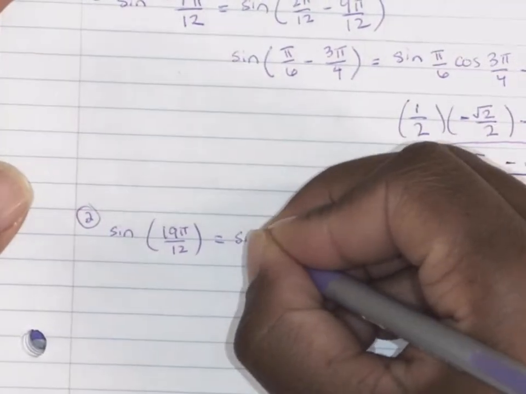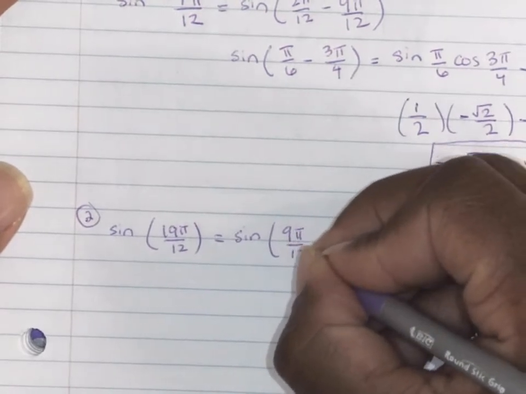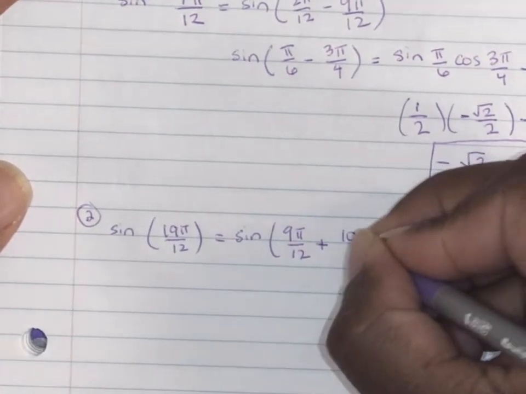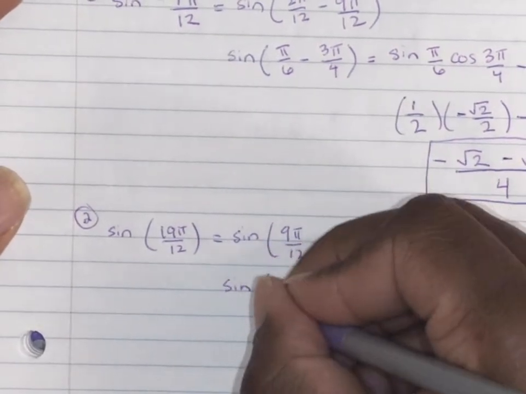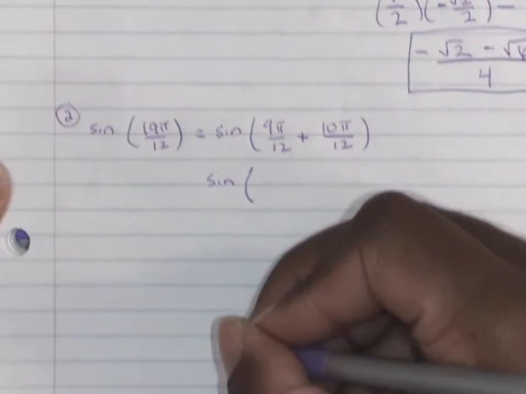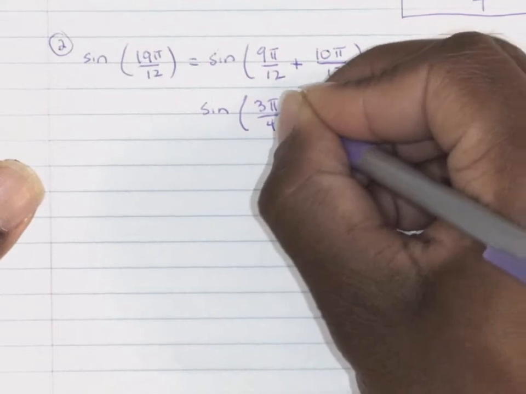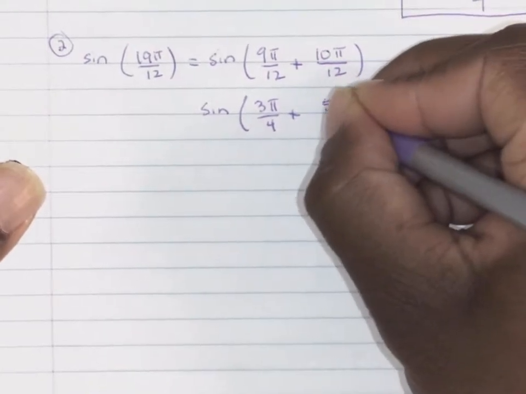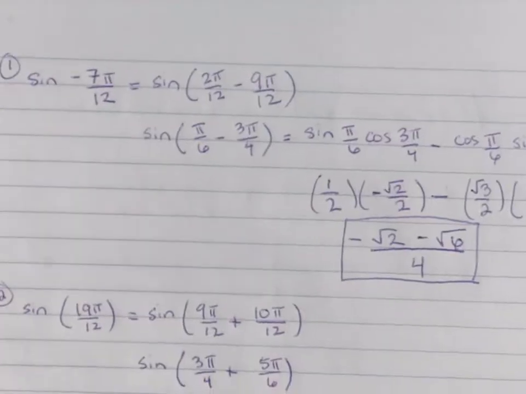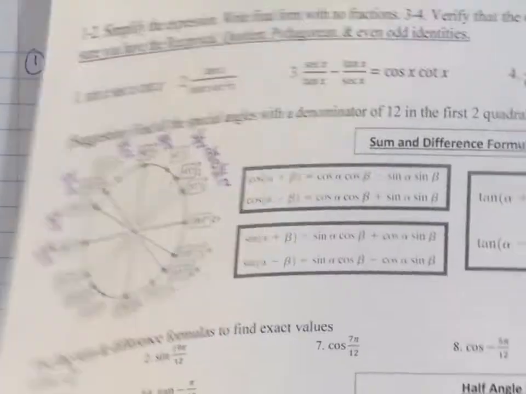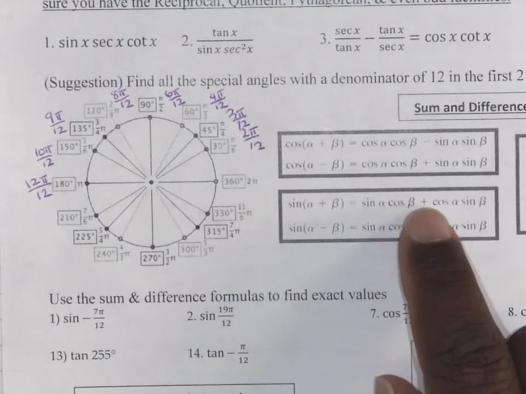So I will do sine of 9 pi over 12 plus 10 pi over 12. I don't really know what that is just from looking at those, so I'll reduce them back to their original forms, which is 3 pi over 4 plus 5 pi over 6. So the formula is going to be similar to the last one, except I'm going to add here. So I'll do the sum formula for sine, which is similar to the subtraction one, except the middle sign changes.